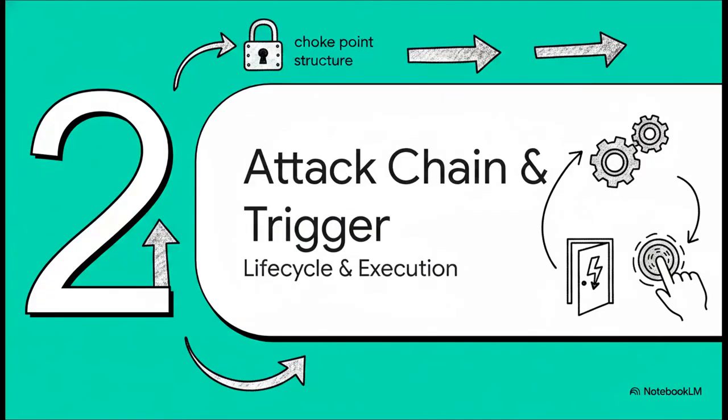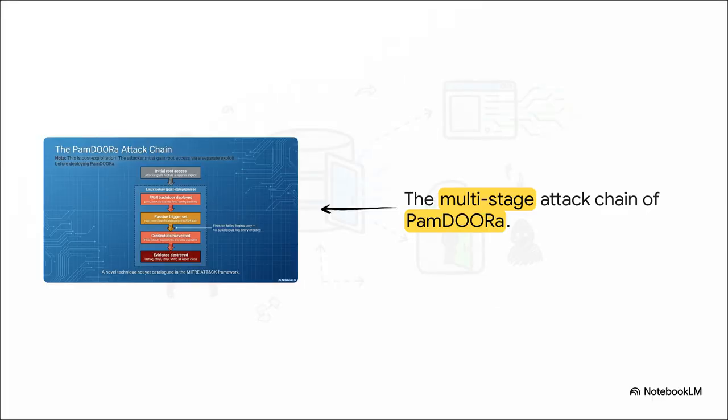Moving on to Section 2, Attack Chain and Trigger. This is where things get really interesting. Let's look at how the lifecycle is structured and exactly how this backdoor fires. Looking at this flowchart, you'll notice the gray post-exploitation box at the top. The attacker first needs to gain root access through some separate exploit. Once they're in, they deploy PamDOOra and set a passive trigger.